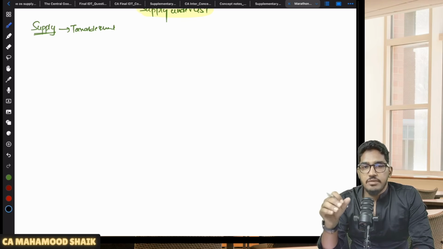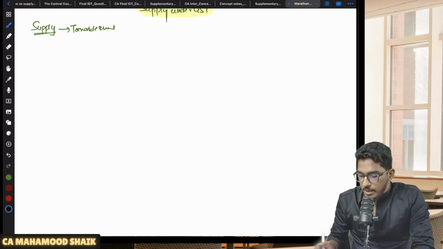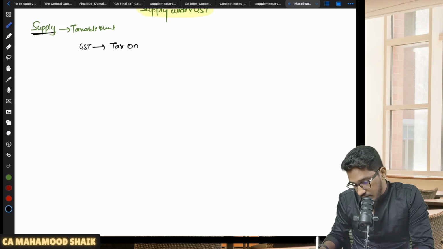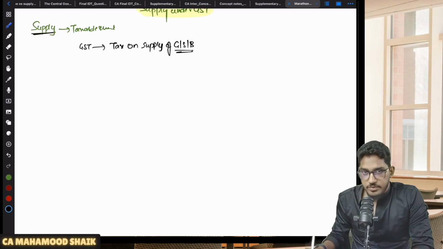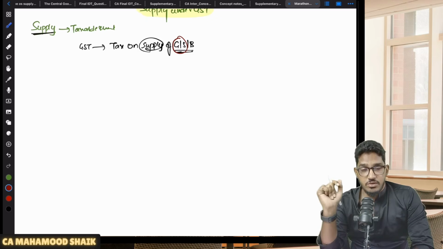So if I have to put it the other way around, the prerequisite for imposing the GST is supply. But before we talk about supply, one more thing: the definition says GST is a tax on supply of goods or services or both. So before we can see whether supply is there or not, first we should see whether the subject matter is goods or services or not.